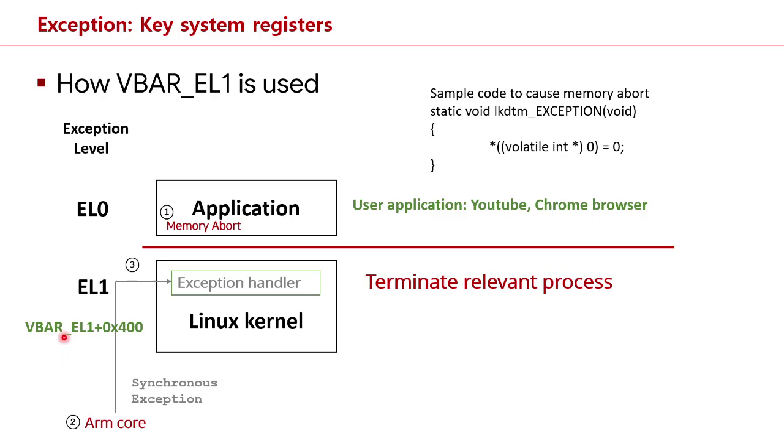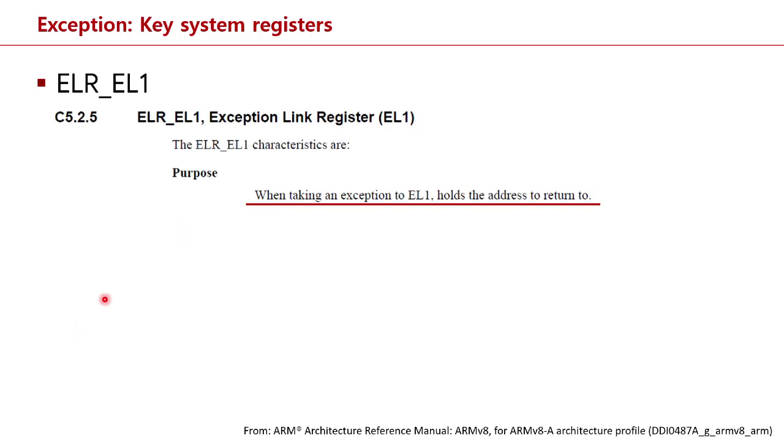During this operation, every time an exception occurs, the ARM core refers to the value of the VBAR_EL1 register when the exception is taken to exception level 1. So now that we understand the VBAR_EL1 register, in the next lecture, we will explore another important system register, the ELR_EL1 register.